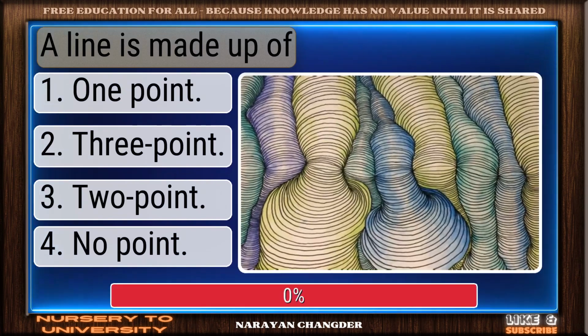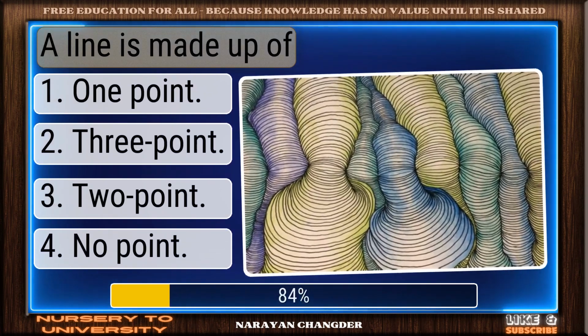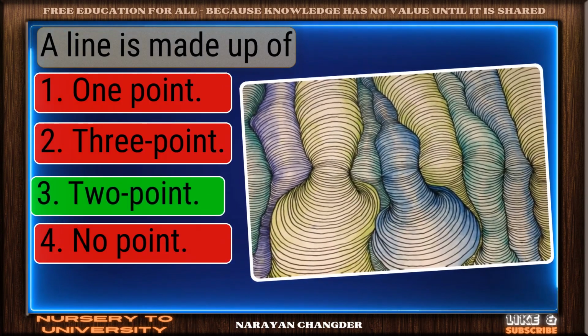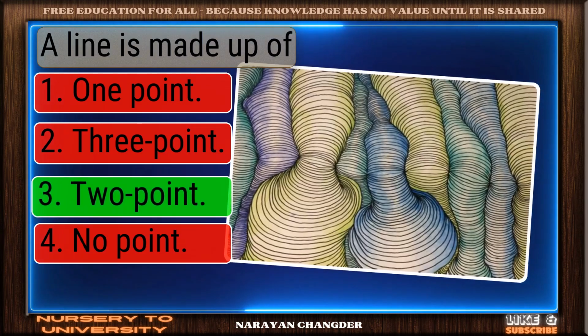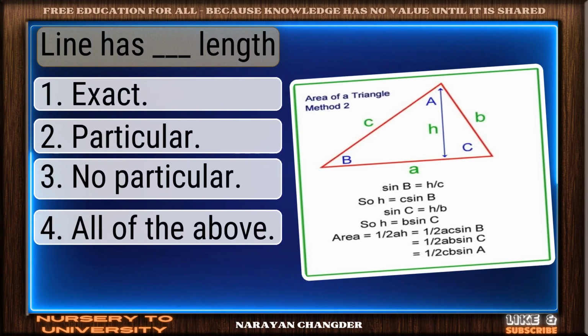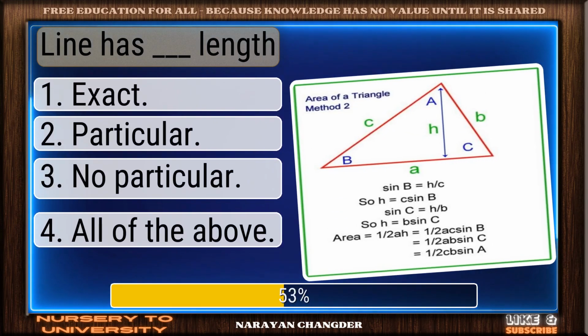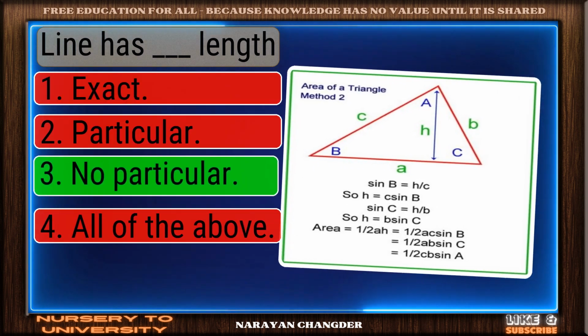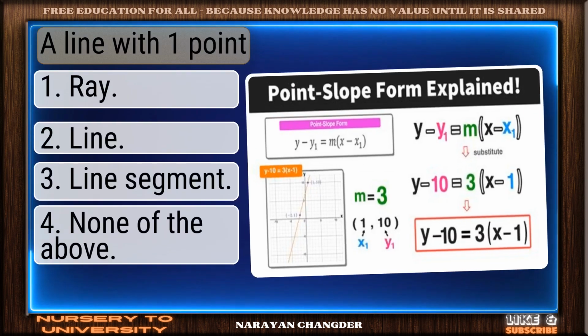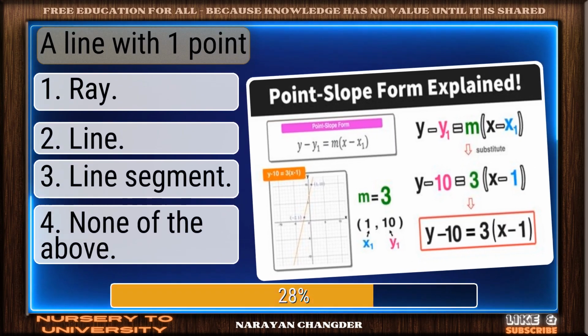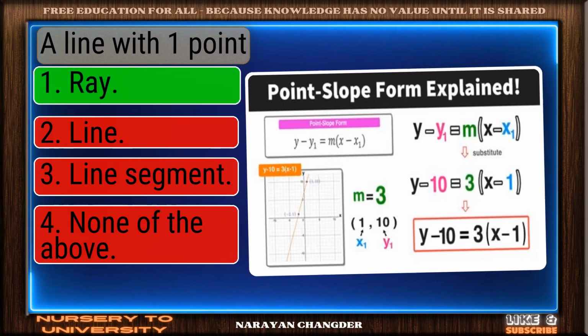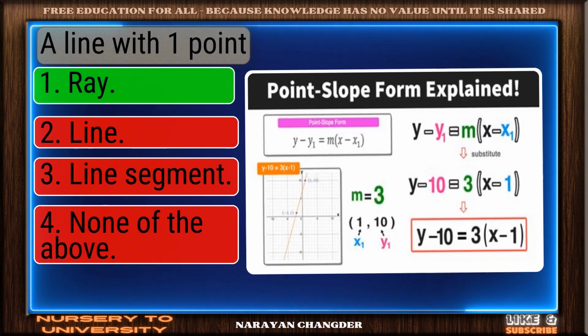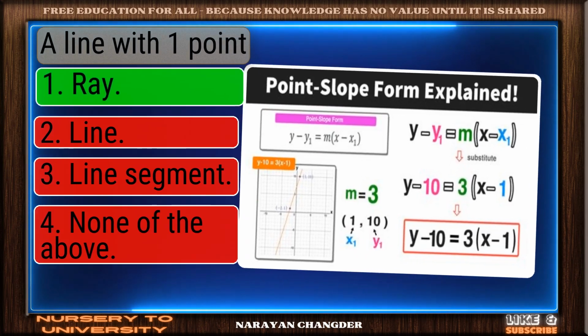A line is made up of. Clear logic. Your choice 2 points is sound and 100% true. Line has dash length. Nice work. You chose no particular and it is correct. A line with 1 point. Exactly. Ray makes sense and it is the right choice.